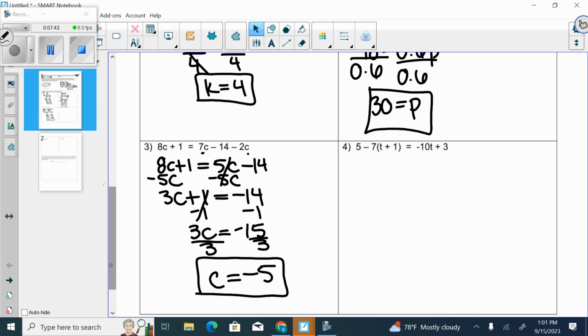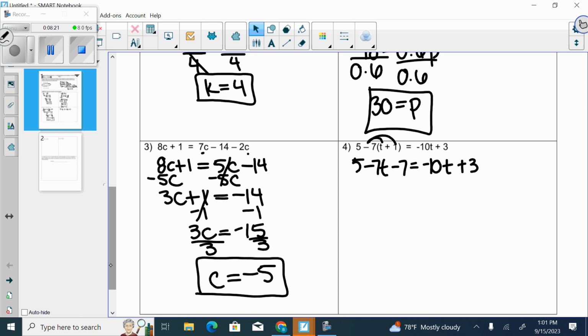All right, we got one more here on the front. This one has parentheses. What should I do to make that parenthesis go away? Distribute. Very good. So we are going to distribute what number is in front? Negative 7. So bring the 5 down, and we distribute negative 7 times t, which would be negative 7t, and negative 7 times positive 1, negative 7. And then we have equals negative 10t plus 3.